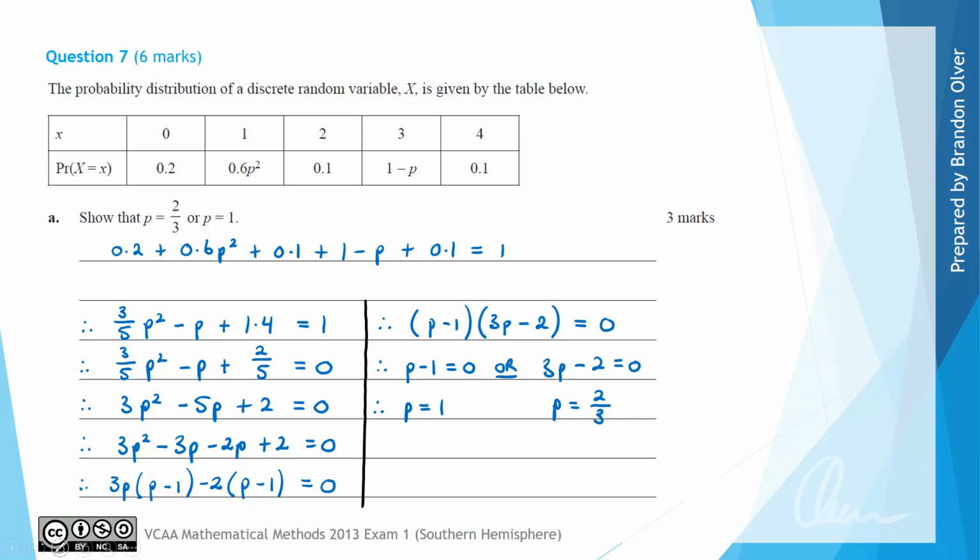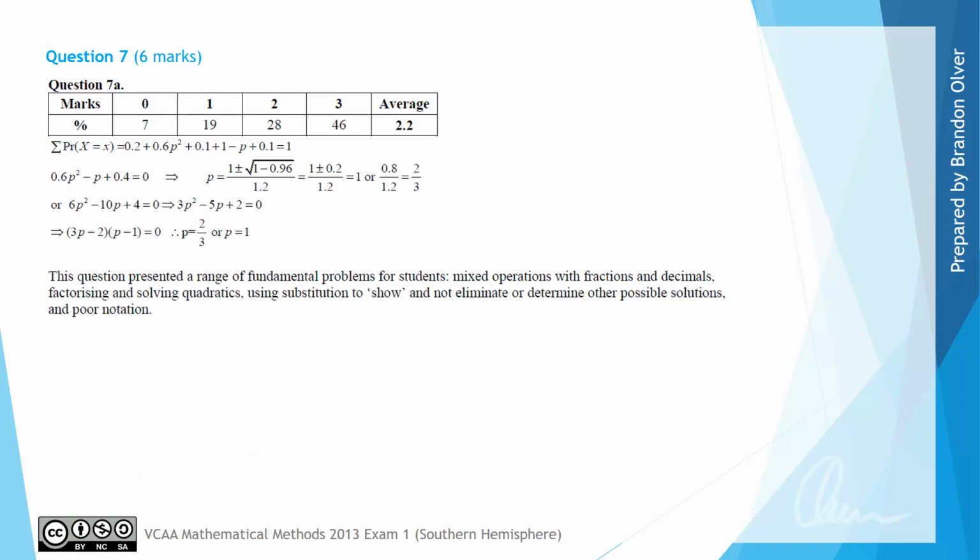From the examiner's report we can see that 46% of students got full marks for that question, with nearly all students making some attempt. The examiner's report goes on to say that the question presented a range of fundamental problems for students, which involved mixed operations with fractions and decimals, factorizing and solving quadratics.